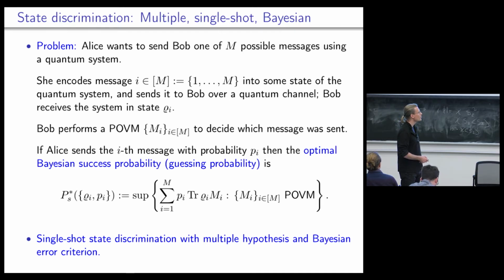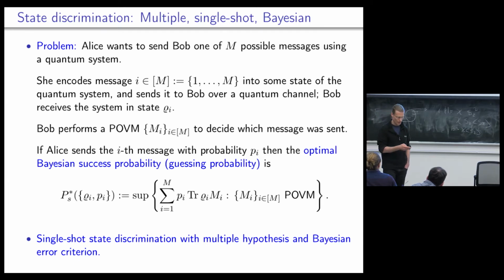Single-shot because they don't repeat the procedure, multiple hypotheses because m can be an arbitrary finite number, and Bayesian error criterion because we are trying to optimize this. Okay. So this is the problem. Is it all clear what we are trying to establish? Okay, very good.